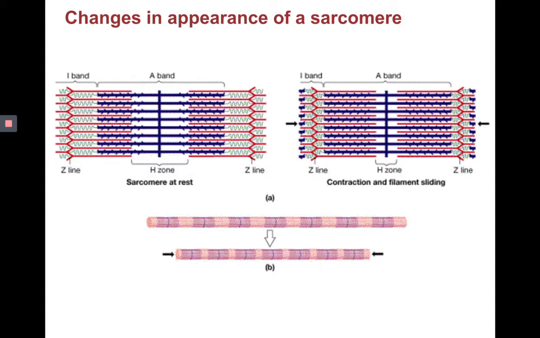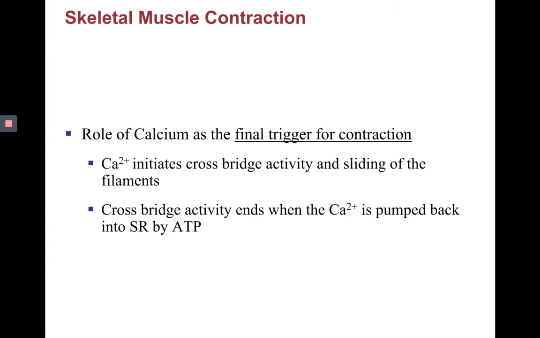So here's just another image showing you the changes in appearance of a sarcomere. We have the sarcomere at rest on the left, the sarcomere slightly contracted on the right, so the filaments are still sliding past each other, creating more overlap. And this is what would happen to the myofibril made up of sarcomeres inside the cell. So here's one myofibril in its relaxed state, and it shortens because its sarcomere shortened during contraction. And if that was happening in the entire cell, the cell would shorten because all its myofibrils shorten. And if all the cells in a muscle shorten, the muscle shortens.